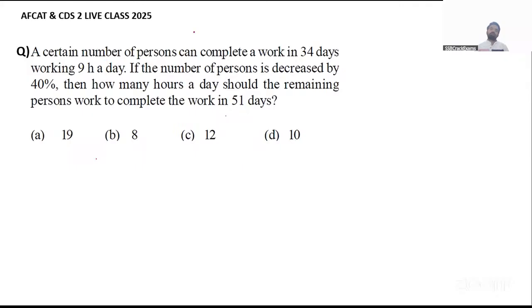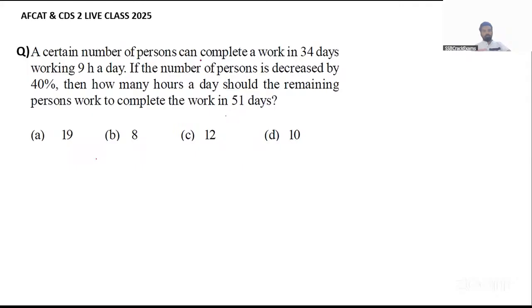A certain number of persons can complete a work in 34 days, working 9 hours a day. If the number of persons is decreased by 40%, then how many hours a day should the remaining persons work to complete the work in 51 days? So try to do this question. I'm giving you some time. Oh, 10 days, you did it very fast. Let me see whether it is correct or not.